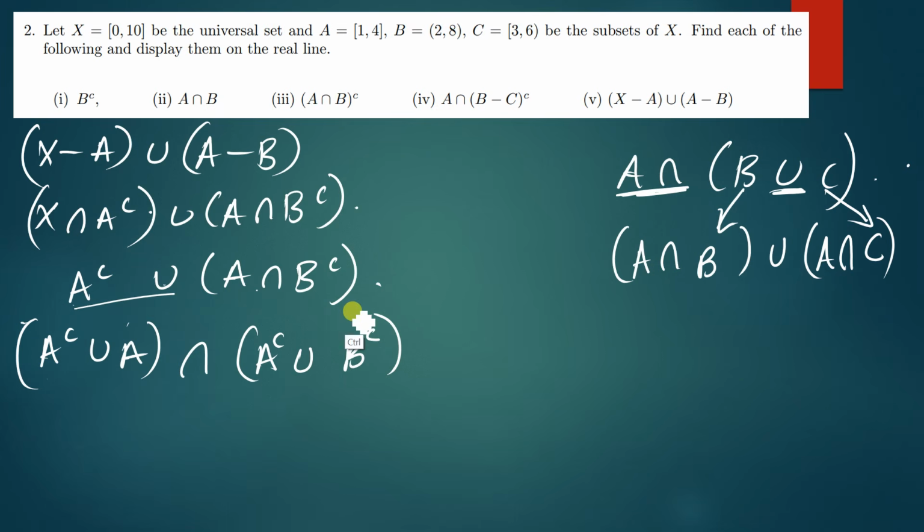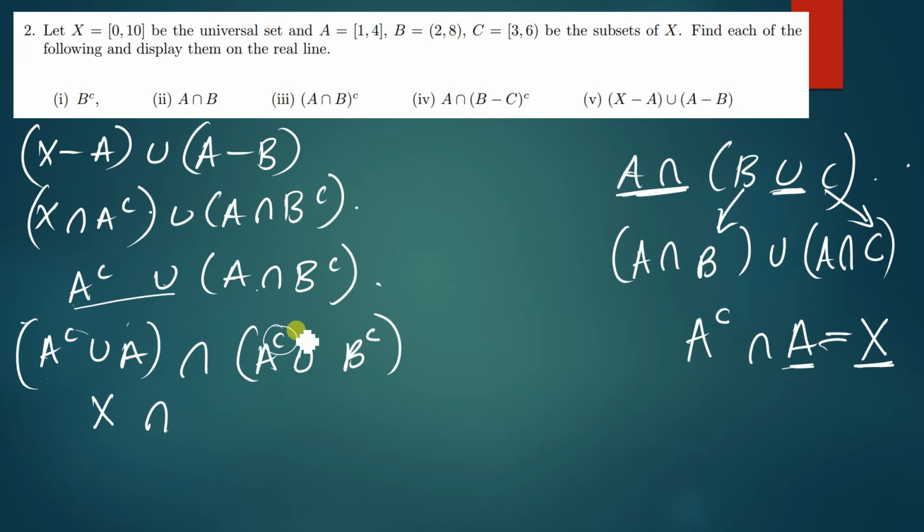Okay. So we have distributed, but A complement union A, it's like getting everything that is outside A and combining it with A. So anything that is outside A combined with A gives you what? The universal set. In this case, we're using X to denote the universal set. So whatever is outside A, when combined with what is inside A, gives you the universal set. Okay, so here we have the universal set intersection, A complement union B complement.